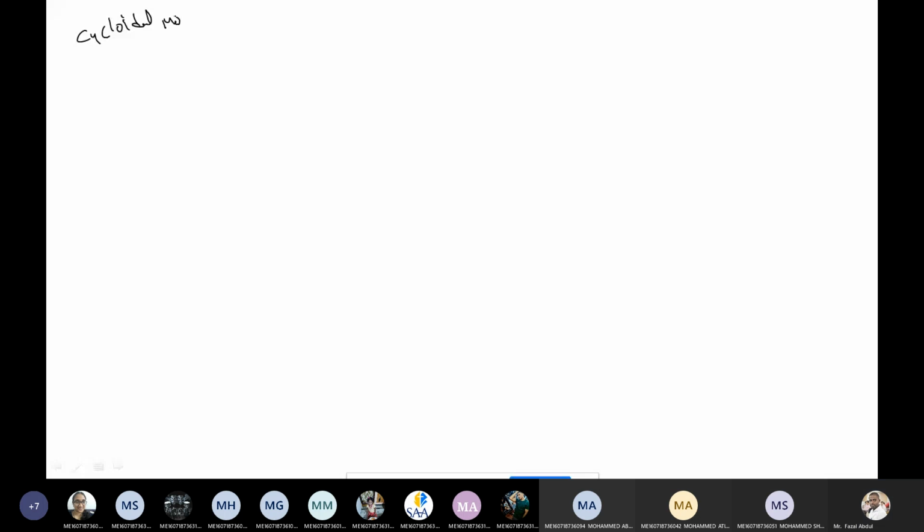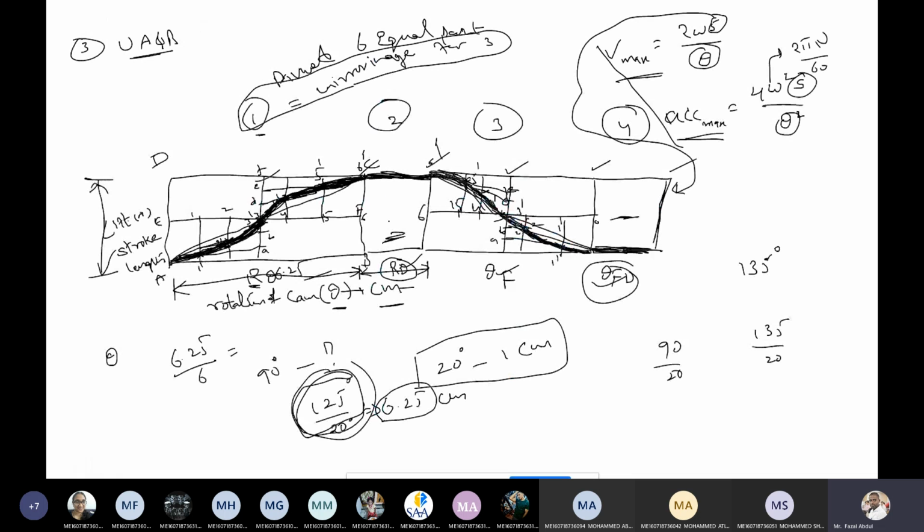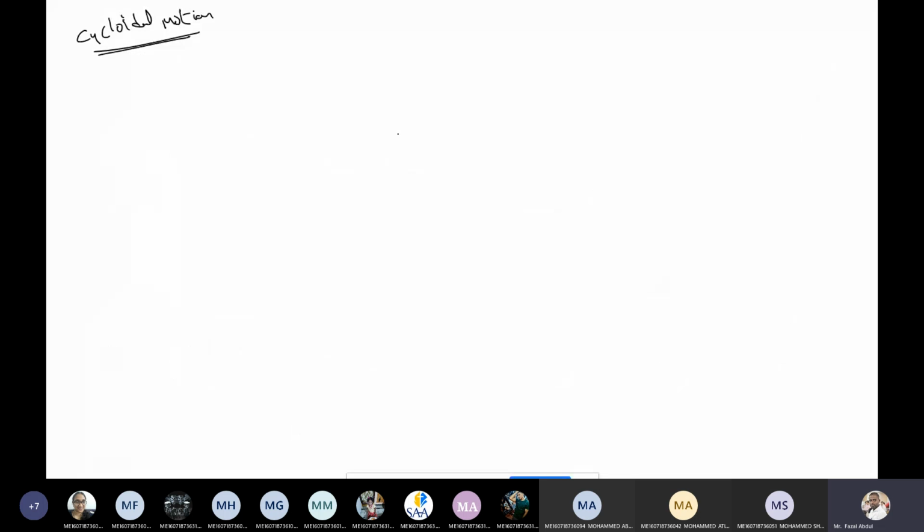Cycloidal motion. So for the cycloidal motion, same as in uniform acceleration and simple harmonic motion, here also it has 4 parts: 1, 2, 3, 4. How many parts did you observe here? In the cycloidal motion also it has 4 parts.